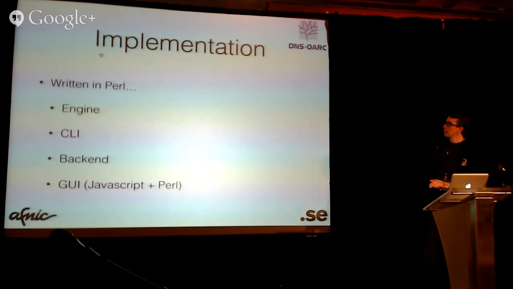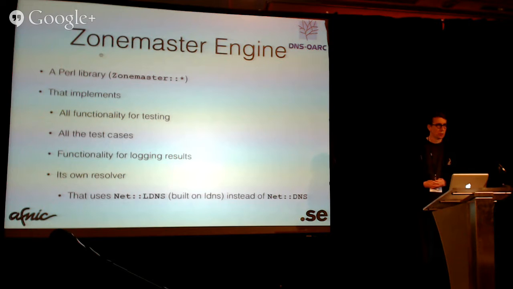Right, so the actual implementation then, it's completely written in Perl. We have 4 different major components. We have the engine, which is all of the test cases, and the test framework. We have the CLI, which is the command line interface, which is a wrapper around the engine. We have a backend, which is supporting the GUI, which is the web interface. So the ZoneMaster engine is a Perl library in the ZoneMaster namespace, and that implements all the functionality for testing.